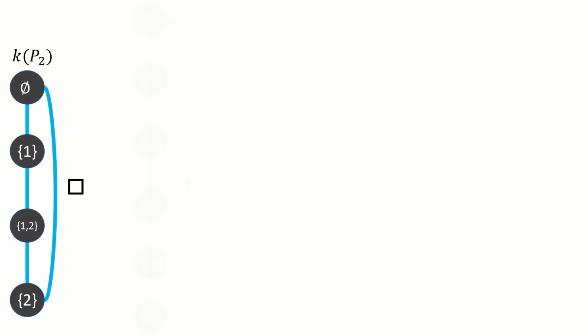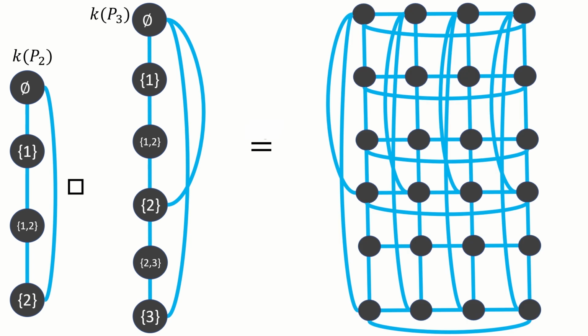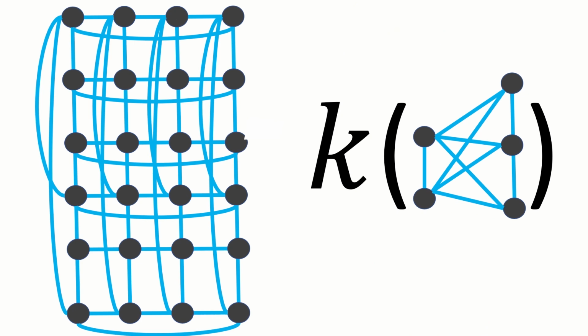As another example, let's take the Cartesian product of the simplex graph of a two-vertex path graph with the simplex graph of a three-vertex path graph. It turns out that this result is itself a simplex graph. It's the simplex graph of the graph shown here.